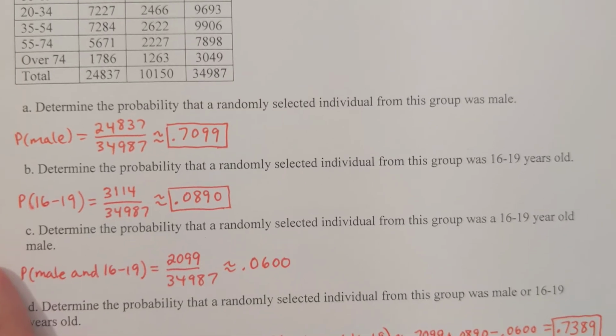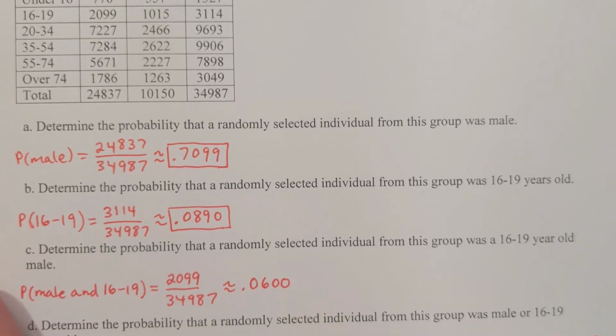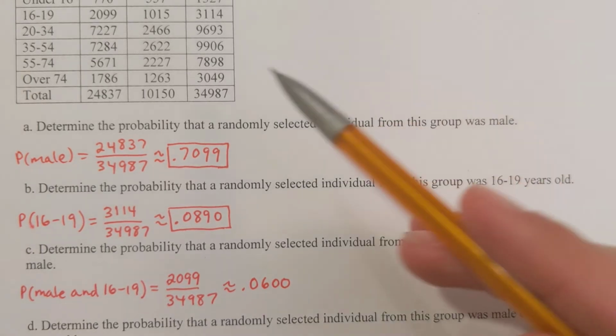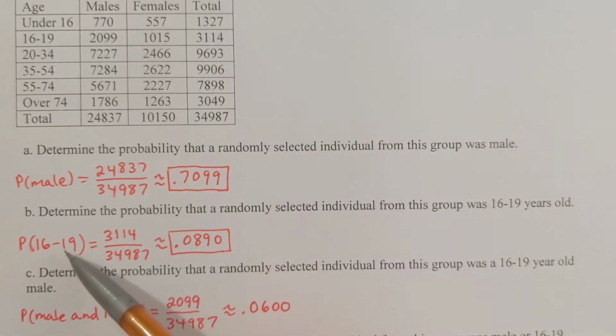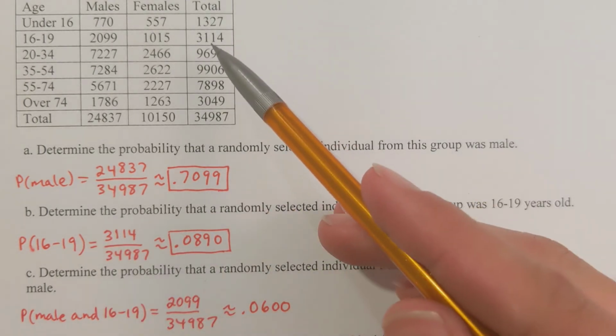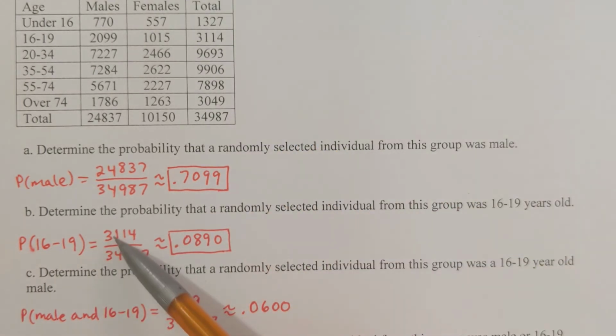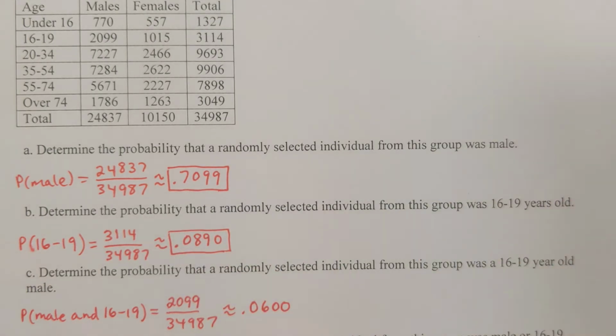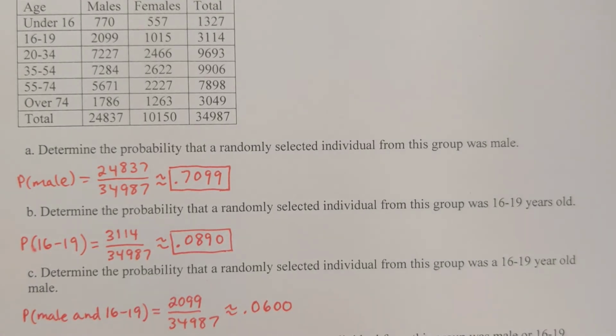Part B says, determine the probability that a randomly selected individual from this group was a 16 to 19-year-old. So the probability of selecting a 16 to 19-year-old, there's 3,114 of those people, and the 34,987 total. And so approximately 0.0890 would be the answer to that one.